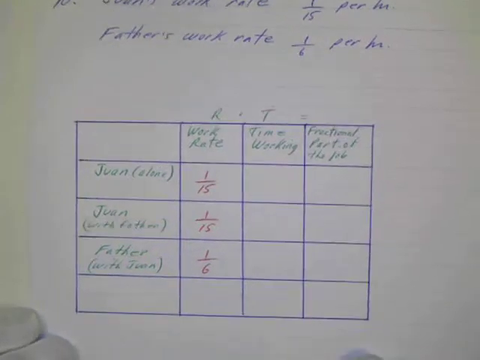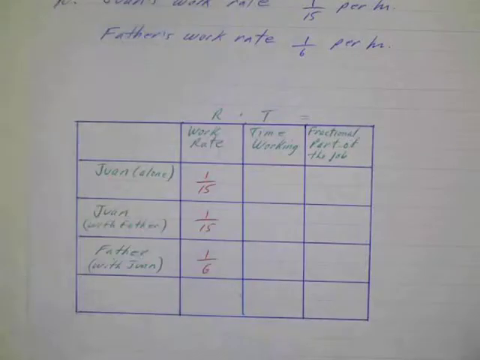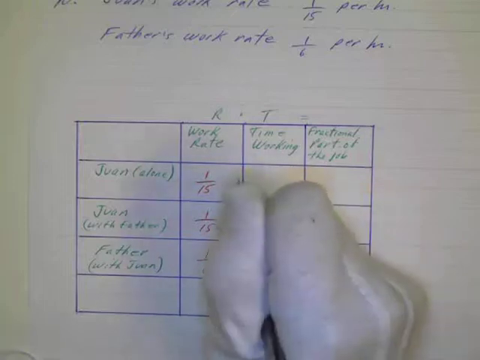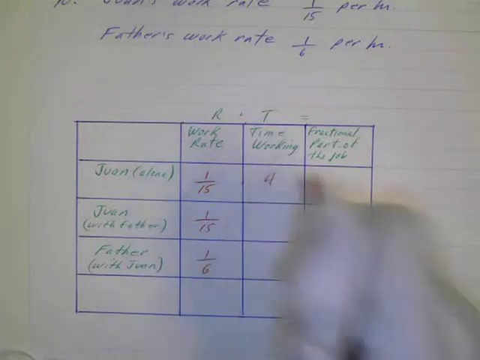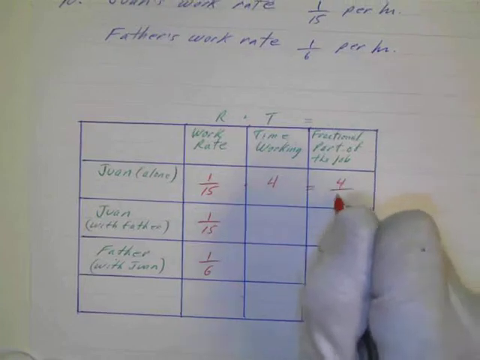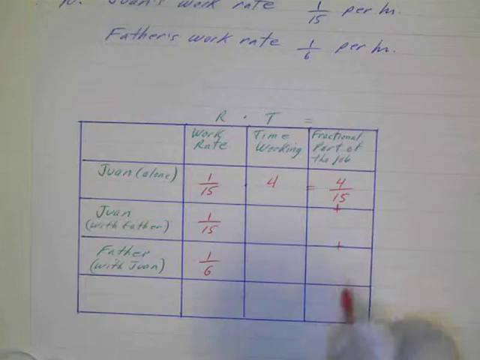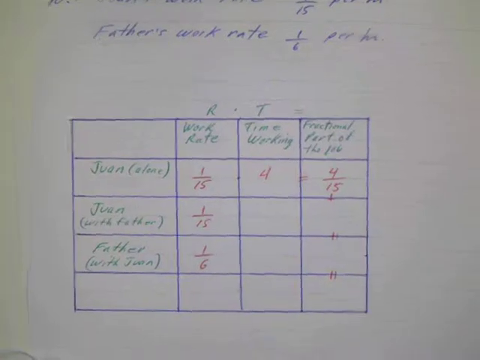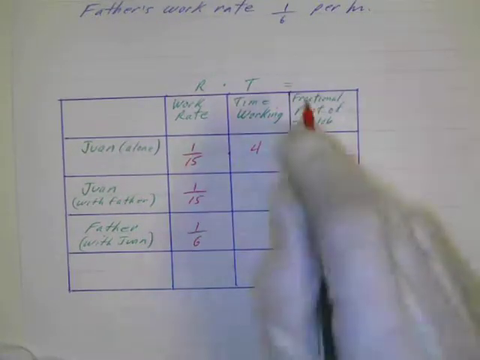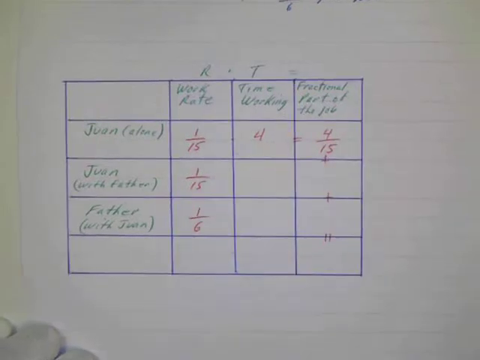Now, how long does Juan work alone? We actually have a time that he works alone, and he works alone for 4 hours. Well, in 1 hour he does 1/15, 2 hours 2/15, 3 hours 3/15. So in 4 hours he's going to do 4/15. So the time that he's going to be working would be 4 hours. And if we multiply that across, he's already done 4/15 of the job. A lot of these tables we use, the columns add down to give us an equation. Sometimes two columns give us two equations.